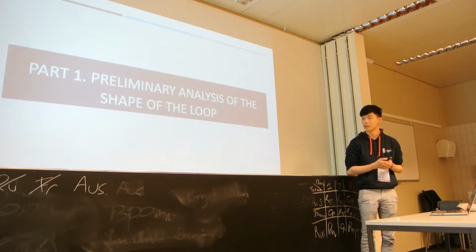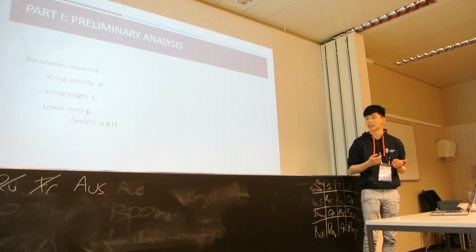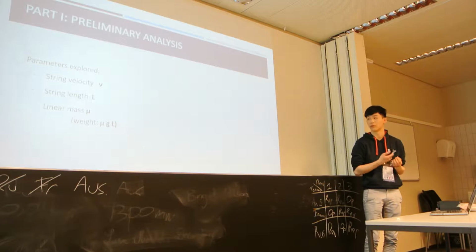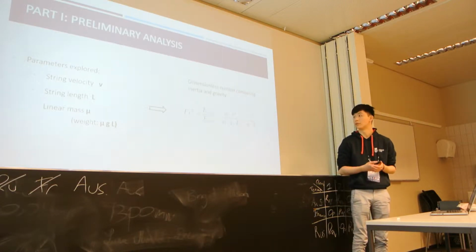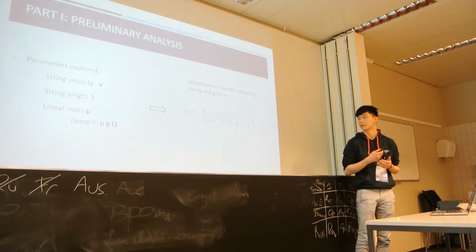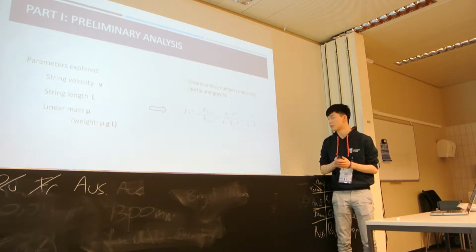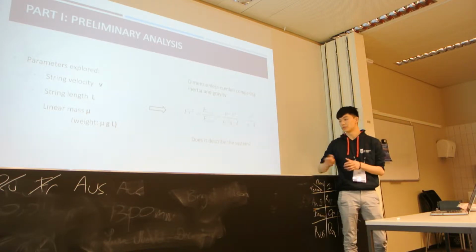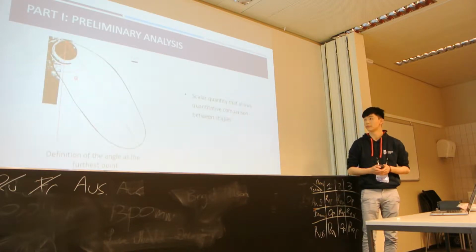So let's do a preliminary analysis of the shape of the loop. The parameters that you can vary on the system and that we determined were relevant were the string velocity v, the string length L, and the linear mass μ, which gives the weight. With these parameters, we form a dimensionless number comparing the kinetic energy and the potential energy. As you can see here, the linear mass cancels out, and we are left with v²/gL, and the purpose of the next slides will be to investigate if this describes the system or not.